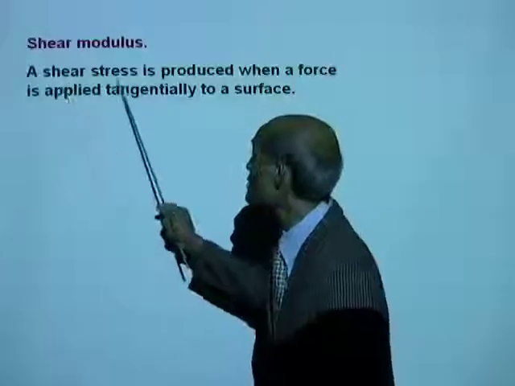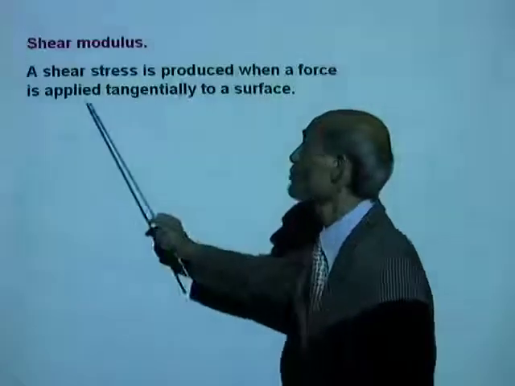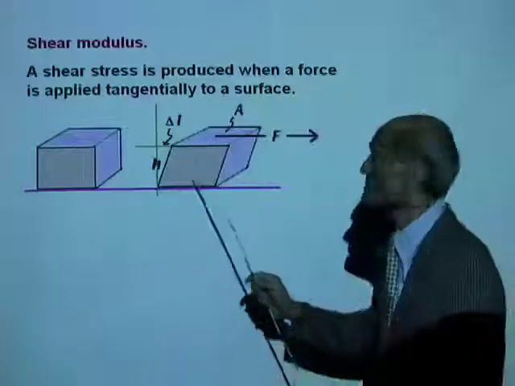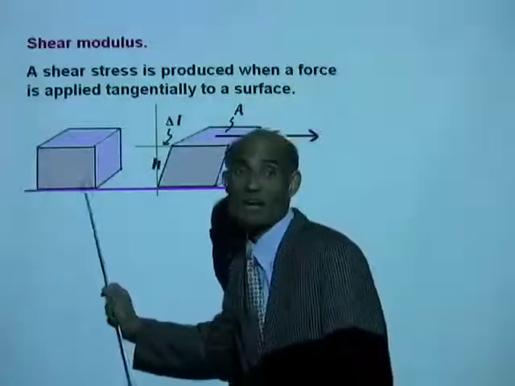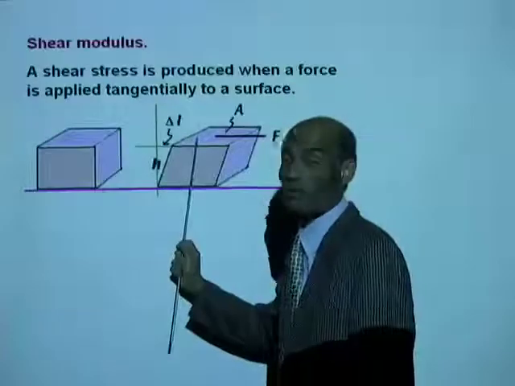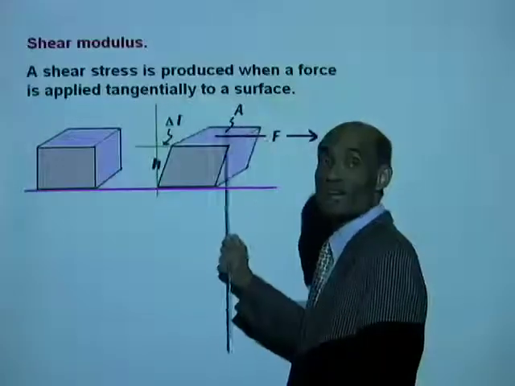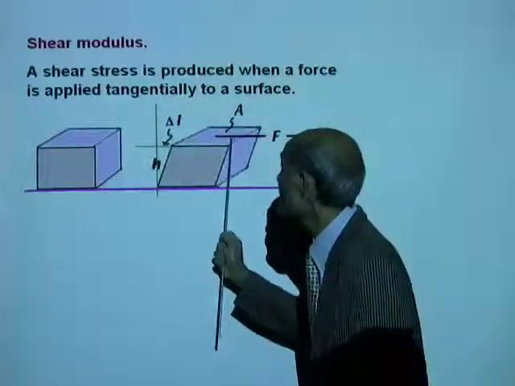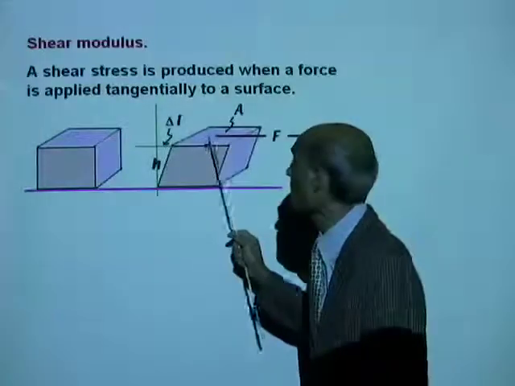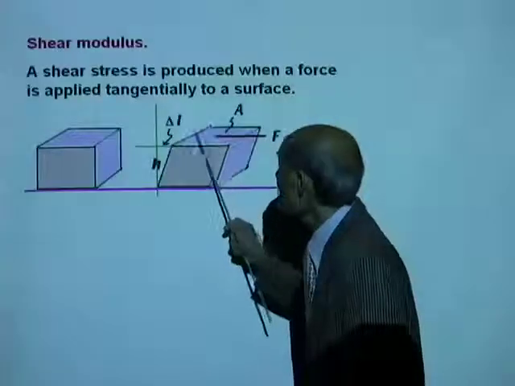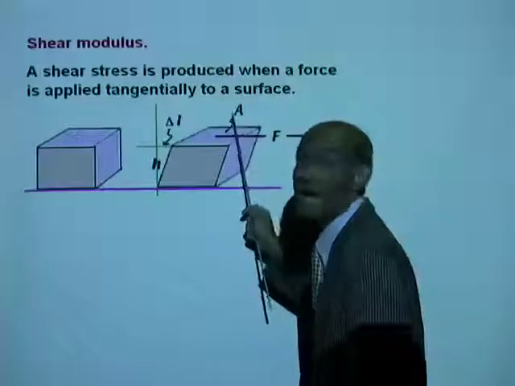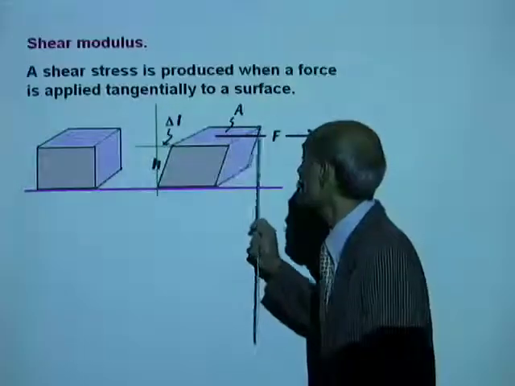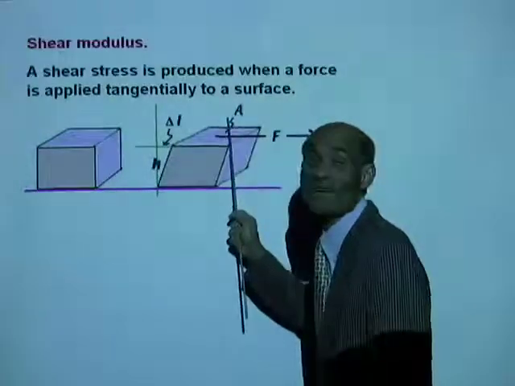The shear stress is produced when a force is applied tangentially to the surface, like this. You have the original surface, apply a force tangential to that. This is a shear force, and this creates a shear stress. Tell me, if this force is acting on this area A, what is the shear stress? The shear stress is F over A.